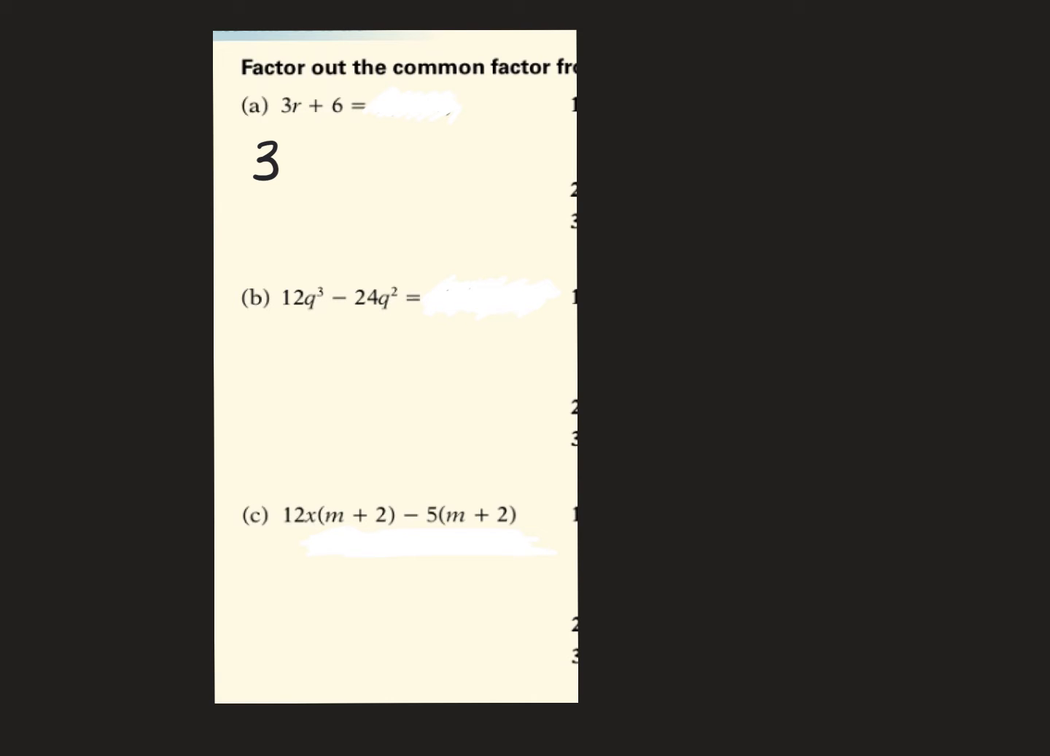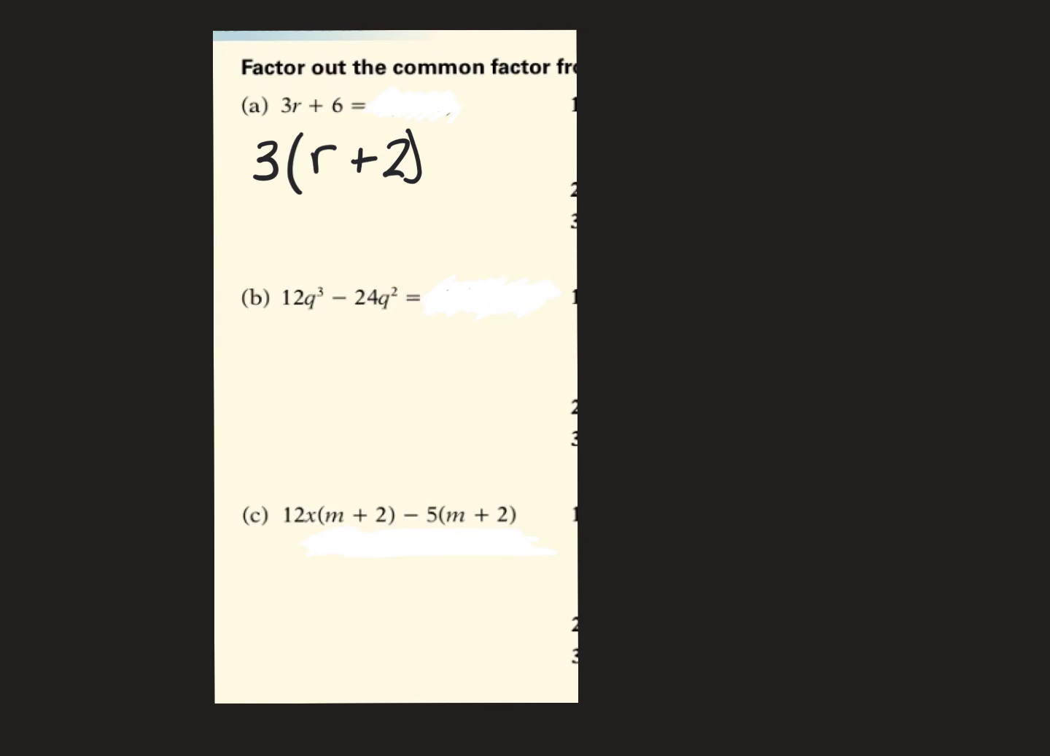So once I go through that, I put my parentheses, and so now we're going to take each of our terms and divide it by 3, what we have outside here. So 3r divided by 3 is r, and 6 divided by 3 is 2. So that means our nice factored polynomial is now 3 times r plus 2. So this is what we're looking for. Right, so basically we are learning how to undo this multiplication that we just did.